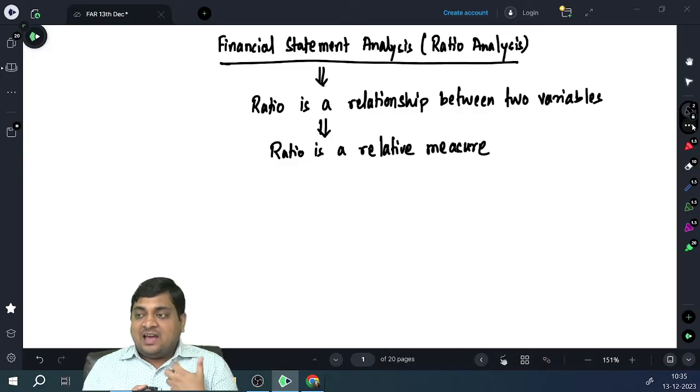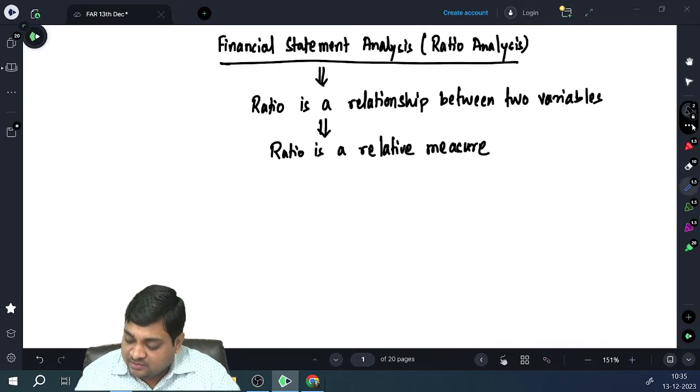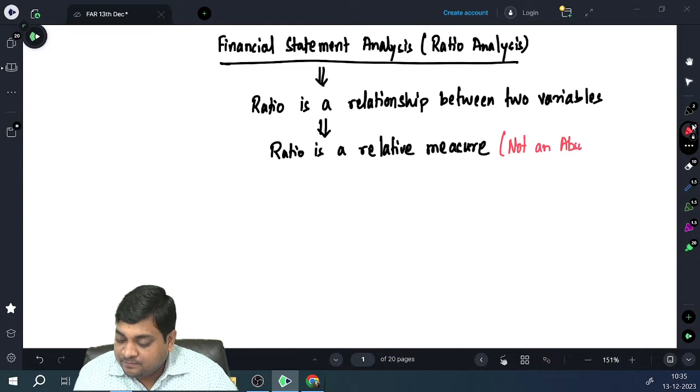So I have earned a profit of 2 crores by investing 10 crores. Another person will tell you, even I have earned 2 crores, but not by investing 10 crores, by investing only 5 crore, right? So once you calculate a ratio, when you establish a relationship between two variables, it's a relative measure. First of all, it is not an absolute measure.